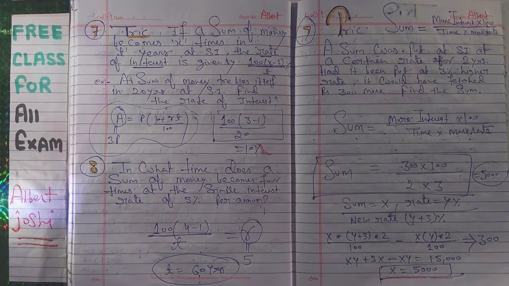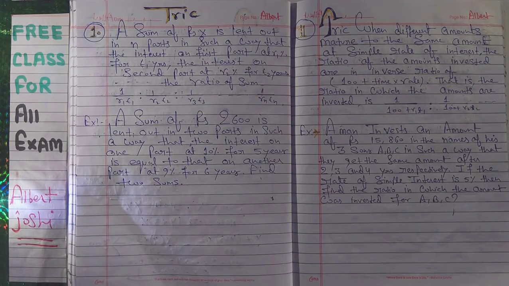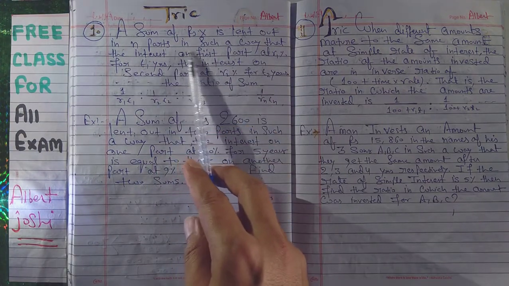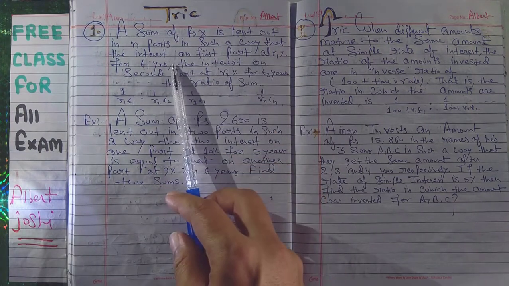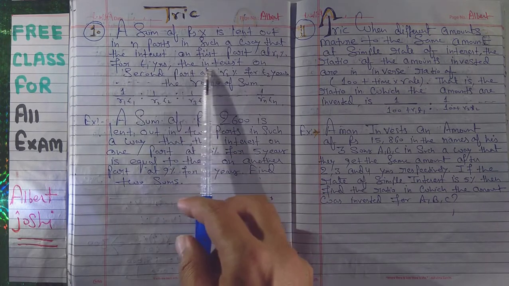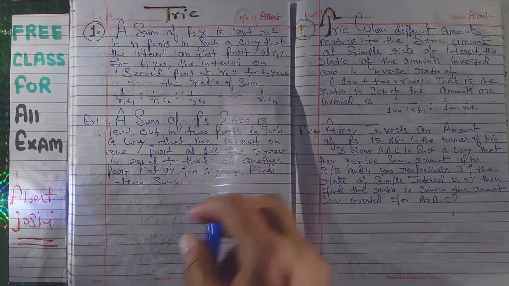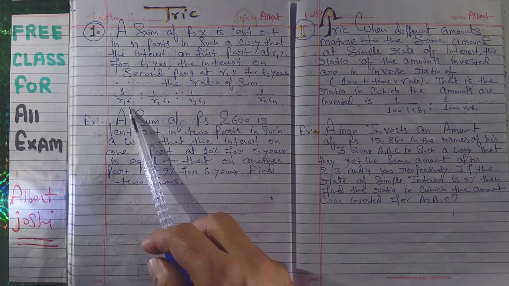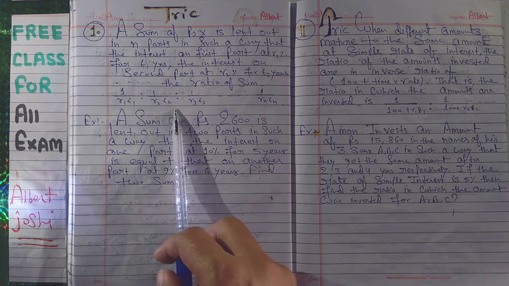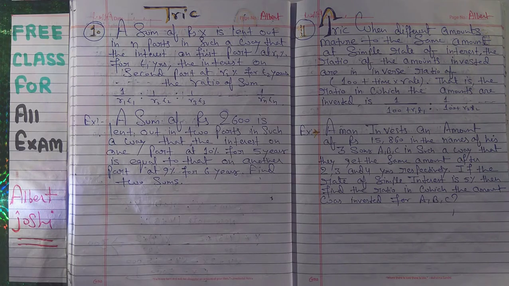Now the next question. In the next question, they have given us a sum of rupees x lent out in n parts in such a way that the interest on the first part at r% for t1 years, and the interest on the second part at r% for t2 years, the ratio of the sums is 1 upon r1 t1, 1 upon r2 t2, 1 upon r3 t3, up to 1 upon rn tn. What is this?